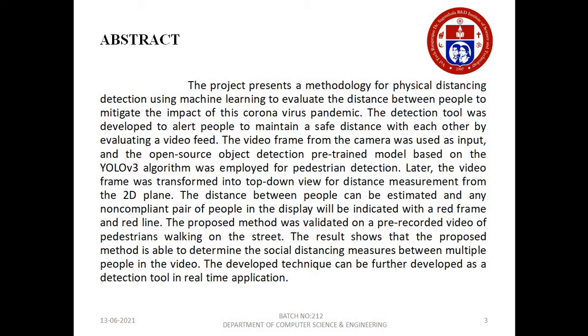And also, we are introducing a project for people who are not maintaining the social distance. We mark that person with a rectangular box in red color. If the person is maintaining a social distance, then he is represented with a green rectangular box. And we will count the persons who are not maintaining the social distance and show it as an output. Here we are using machine learning techniques. Now we will go to the next slide.